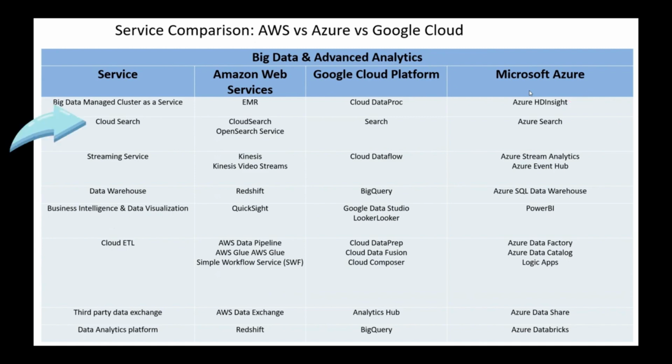For searching in cloud, you have CloudSearch, you have OpenSearch. OpenSearch is Elasticsearch, but now it's kind of an open source search model. Google Cloud also has a search service that one could use. Likewise, in Azure also you have a search service.